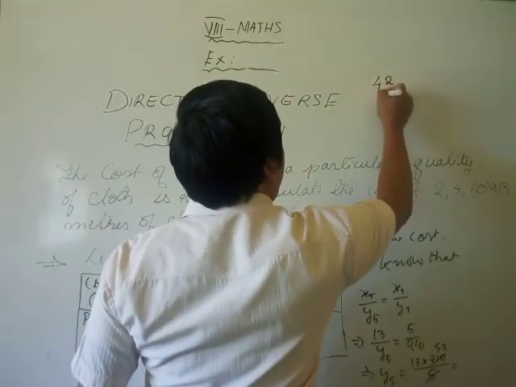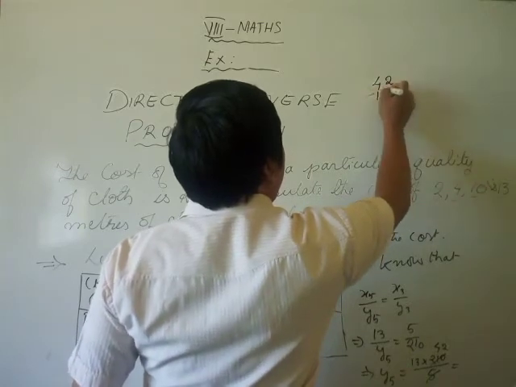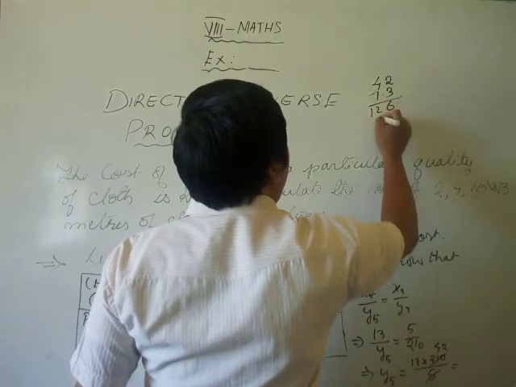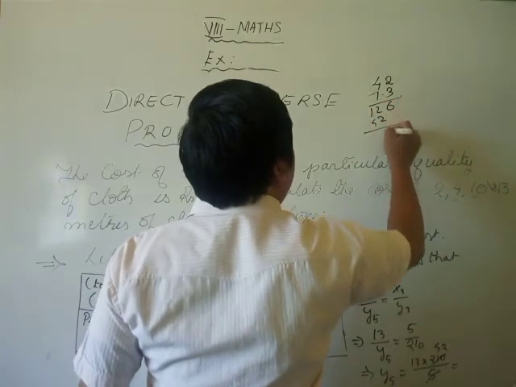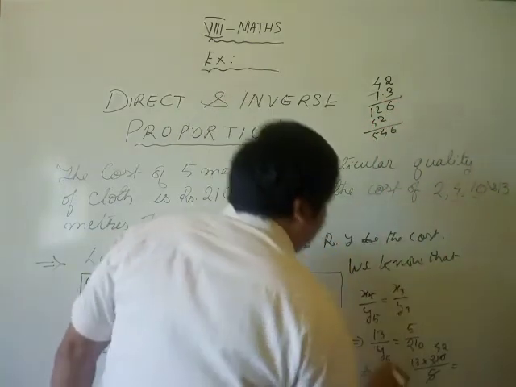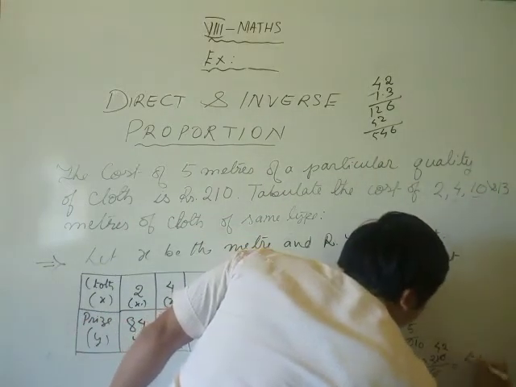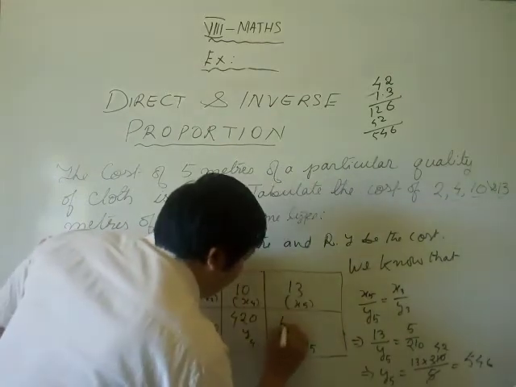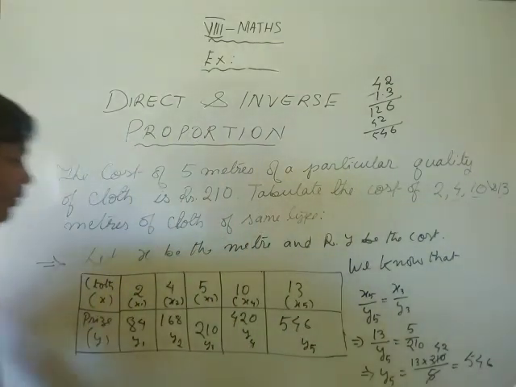42 into 13. 13, 3 2s are 6, 3 4s are 12. Isn't it? 2 4s are 6, 4. 5 4s are 6, means 546. Okay. But here we get the value 546.